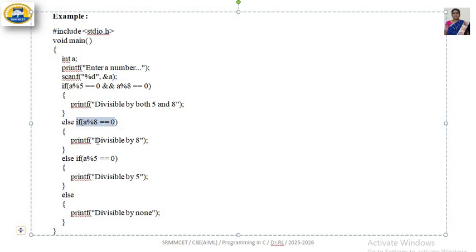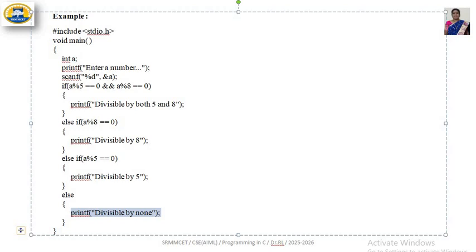So if it is true, that is, if A is divisible by 8. If it is also a false statement, then again check the condition if A mod 5 equal to 0. If it is true, printf "divisible by 5", that is, A is divisible by 5. Or else, all have failed, so else printf "divisible by none". So here none means A is not divisible by both 5 and 8.